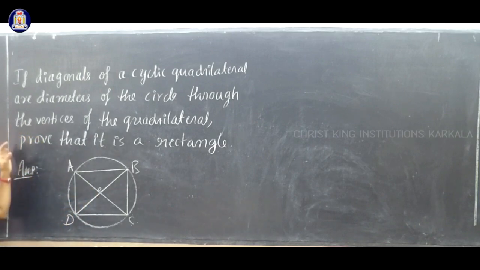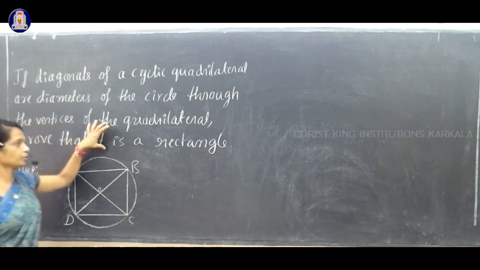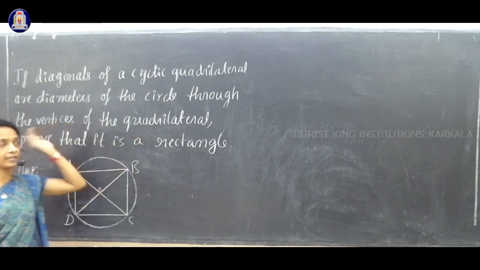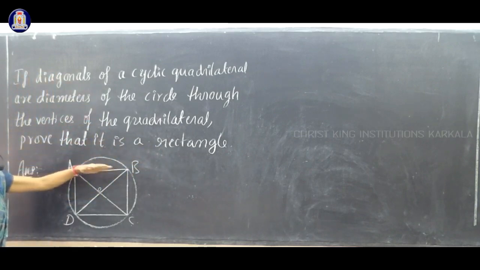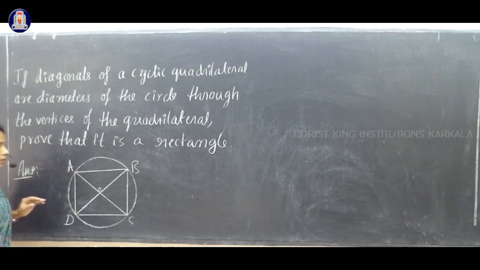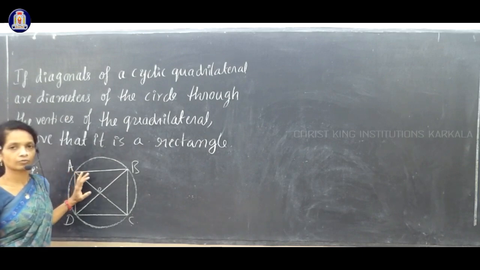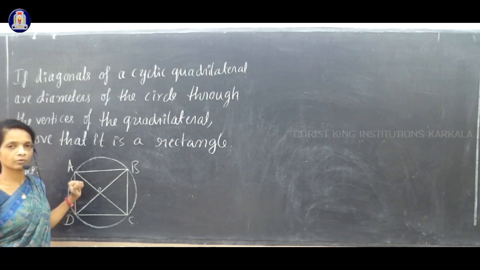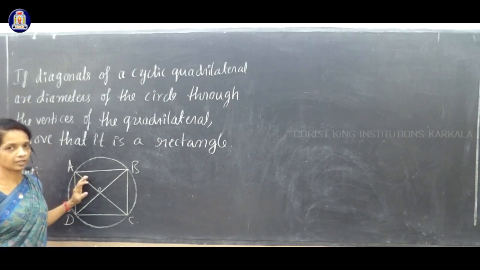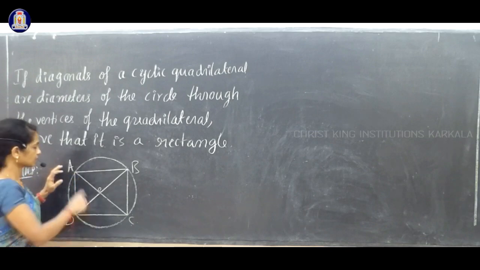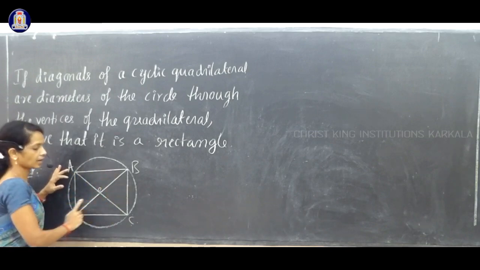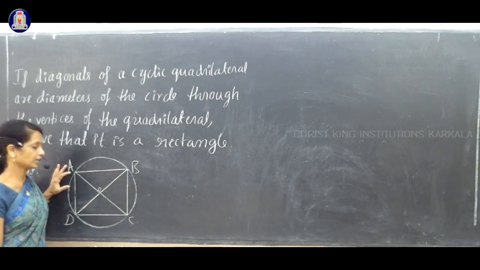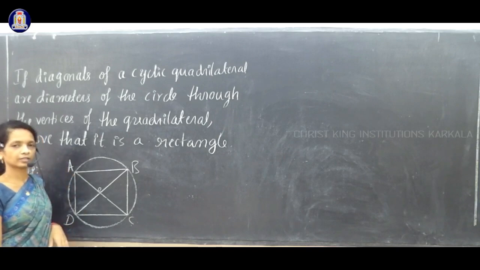So now what we have to prove is that it is a rectangle. It means we have to prove that the cyclic quadrilateral is a rectangle. And what is the definition of a rectangle? A rectangle is a quadrilateral in which all angles are equal to how many degrees? 90 degrees. That we have to prove. Means each angle A, B, C and D is equal to 90 degrees. How to prove that?